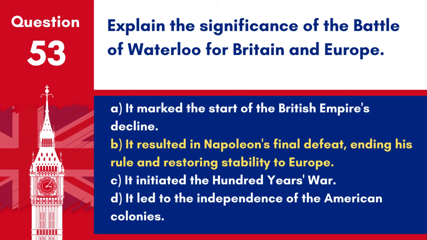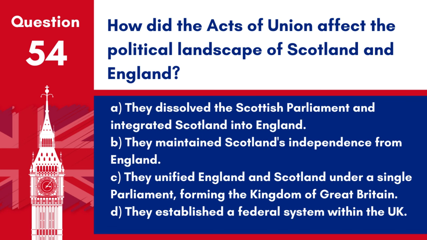Answer. B. It resulted in Napoleon's final defeat, ending his rule and restoring stability to Europe. The Battle of Waterloo in 1815 was a decisive conflict that ended the Napoleonic Wars, securing British influence in Europe. Question 54. How did the Acts of Union affect the political landscape of Scotland and England?